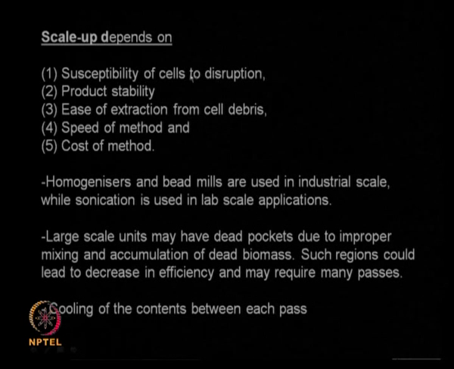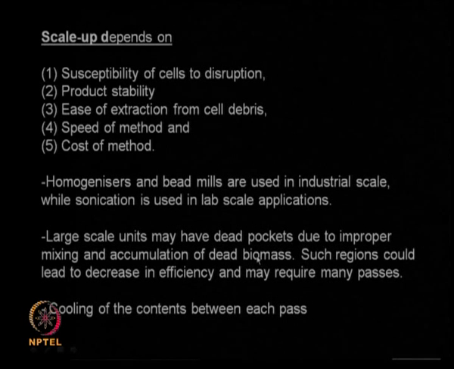So if I am looking at scale up from lab scale, I need to see susceptibility of cells to disruption, product stability, how easy it is to extract from cell debris, speed of the method, how fast I can do this type of operation, what is the cost of the method. That is why mechanical methods like homogenizers, bead mills are used in industrial scale, while sonication is used more in the lab scale. Large scale units will have dead pockets because of improper mixing, accumulation, dead biomass, so those reasons are very inefficient, and you may have to recycle the whole material again to do a better job.